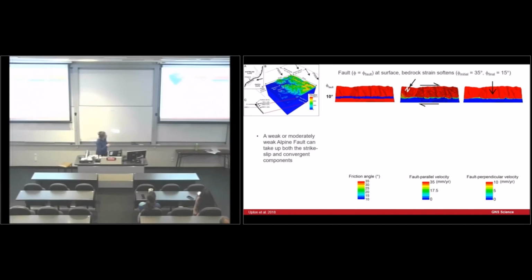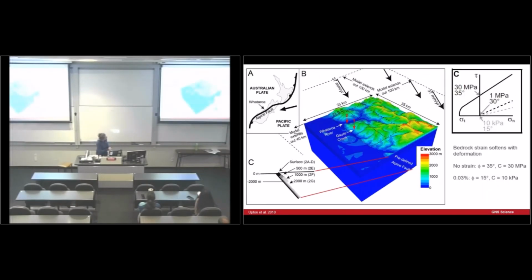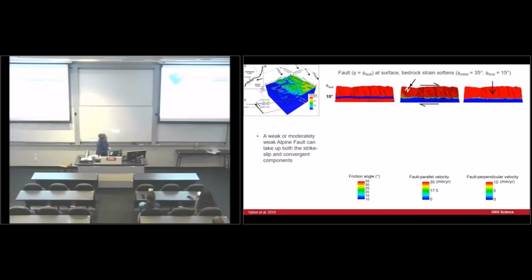So there's a series of different, I'll just go back. So my results are in this block here, and you can see where the Whataroa Valley is. What I'm showing here is the fault in blue, bedrock in red, and then the two different components of deformation. So that's strike slip and that's the convergence.